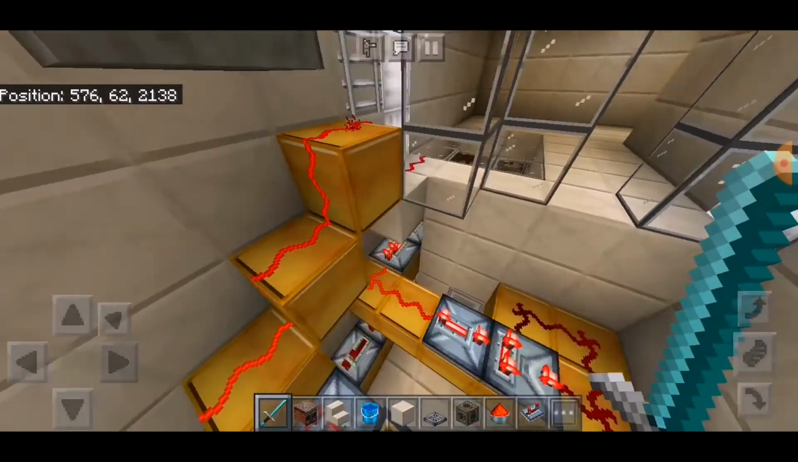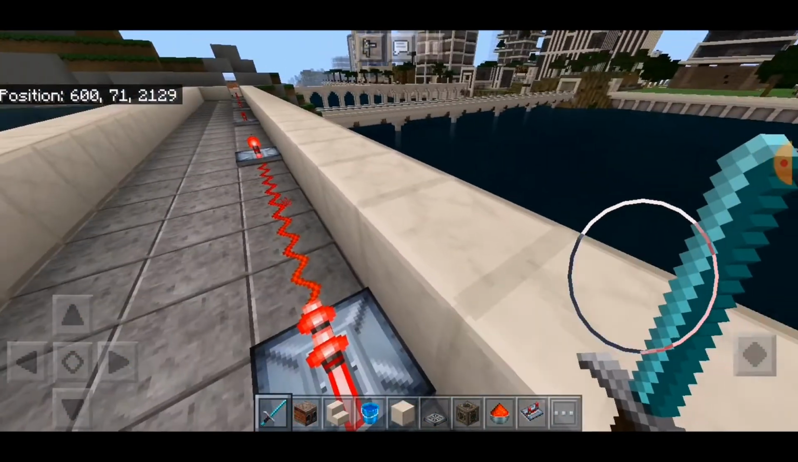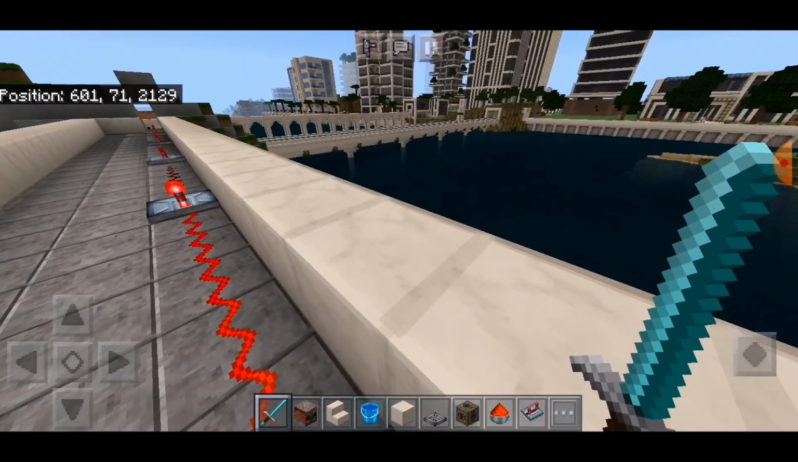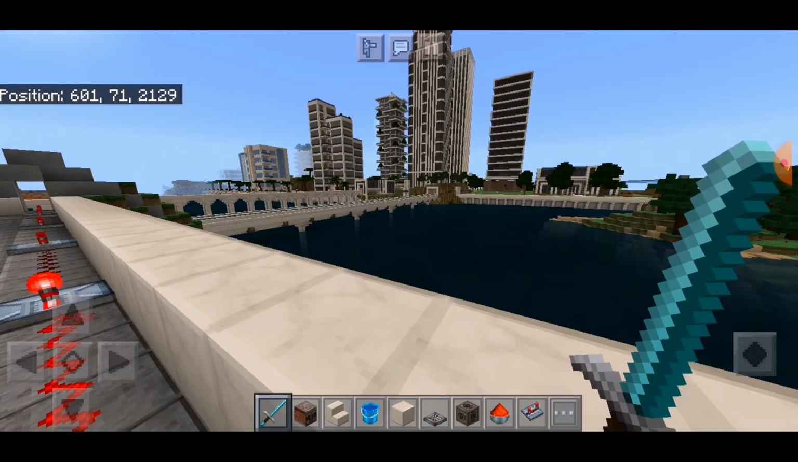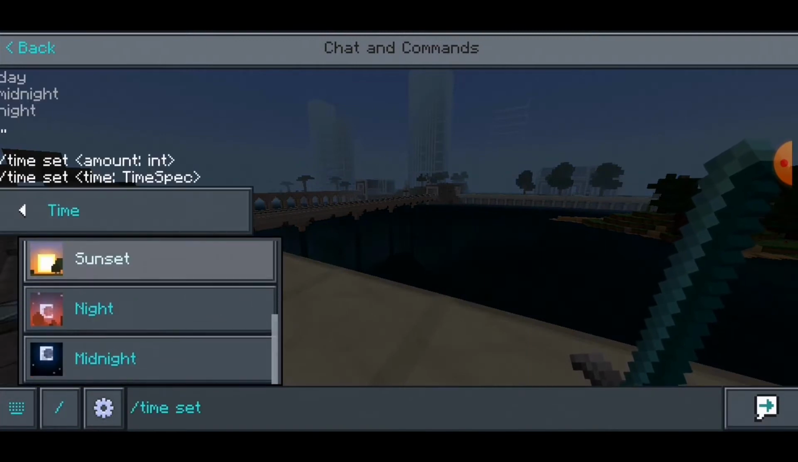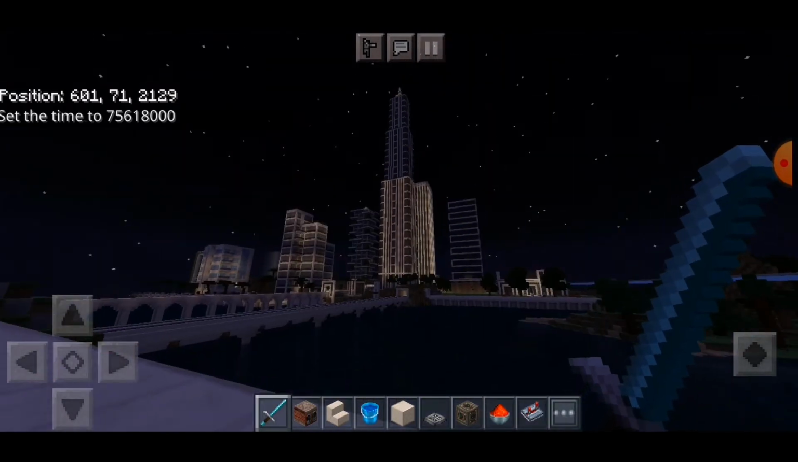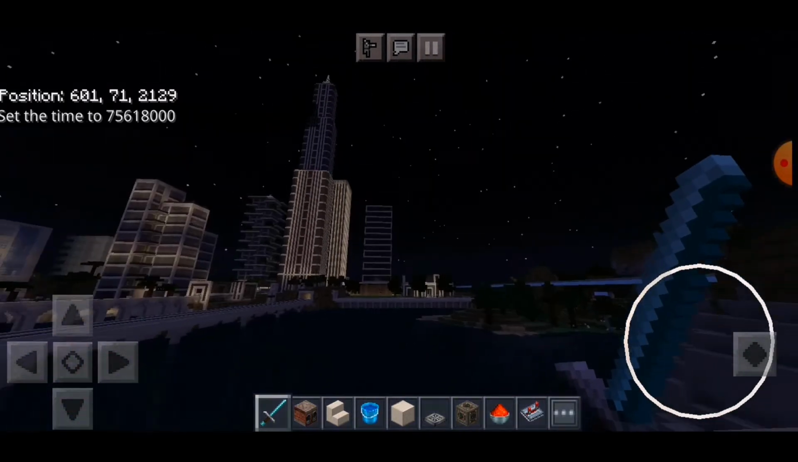So in today's video, we're going to be trying to use this hydroelectric dam to power the nearby bridge that you can see over there. We won't be able to see the lights very well if it's daytime, so what we're going to do is change it to night, midnight. There we go.